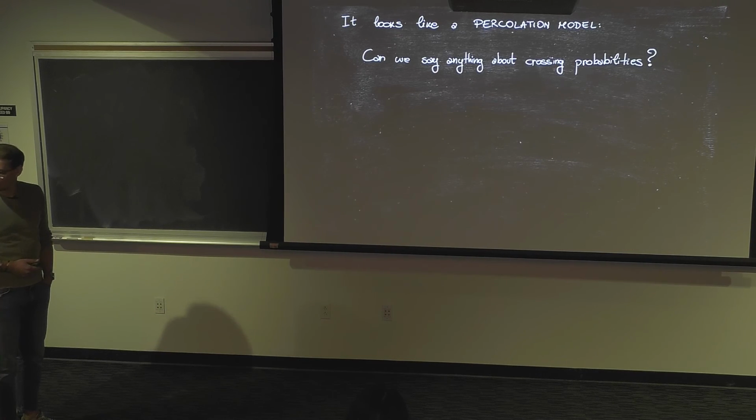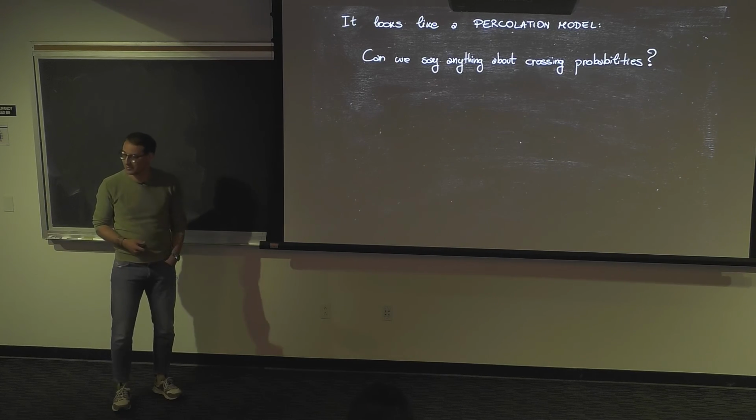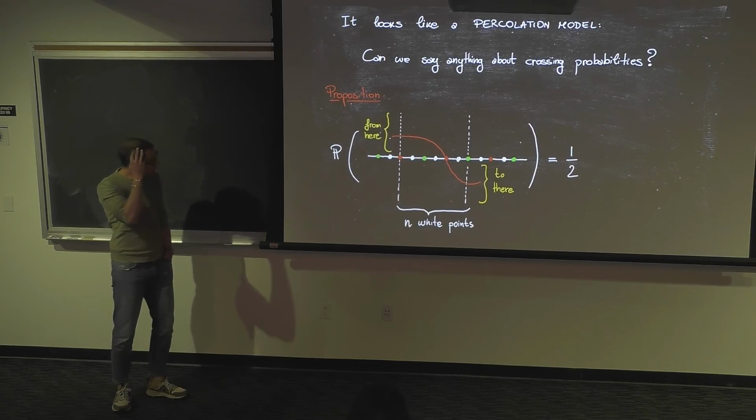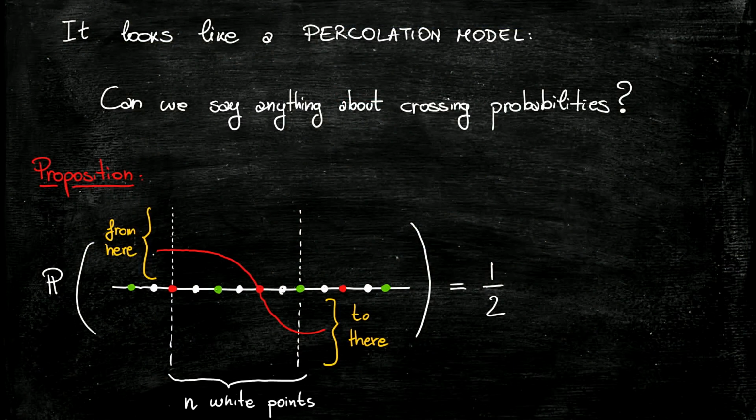OK, we have percolation. What is the first question that you ask? What is a crossing probability? So what we proved, and it's very easy to prove, is that if you fix a box of size n, starting at red and ending at green, and n is the number of white vertices that you have inside, the probability of having a red path going from top left to bottom right is exactly 1/2. The argument is exactly percolation: if there is not this one, there is a green one going in the other direction. And so by symmetry it is 1/2.